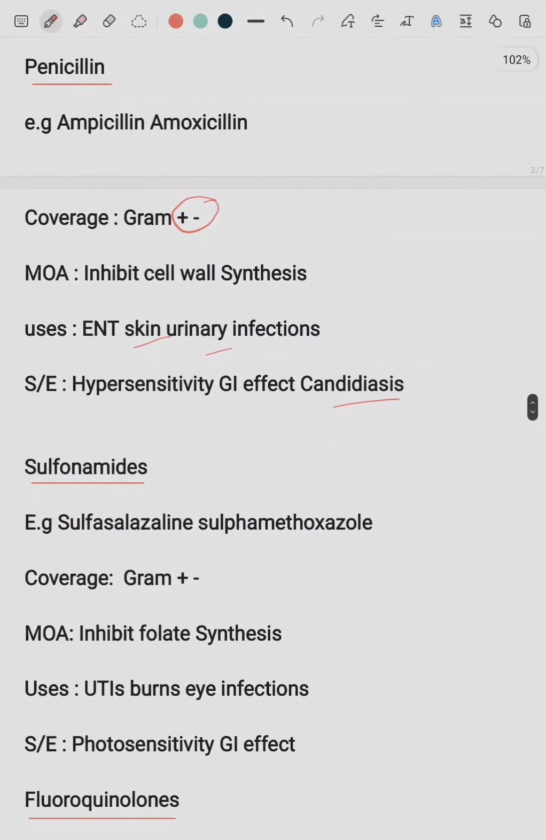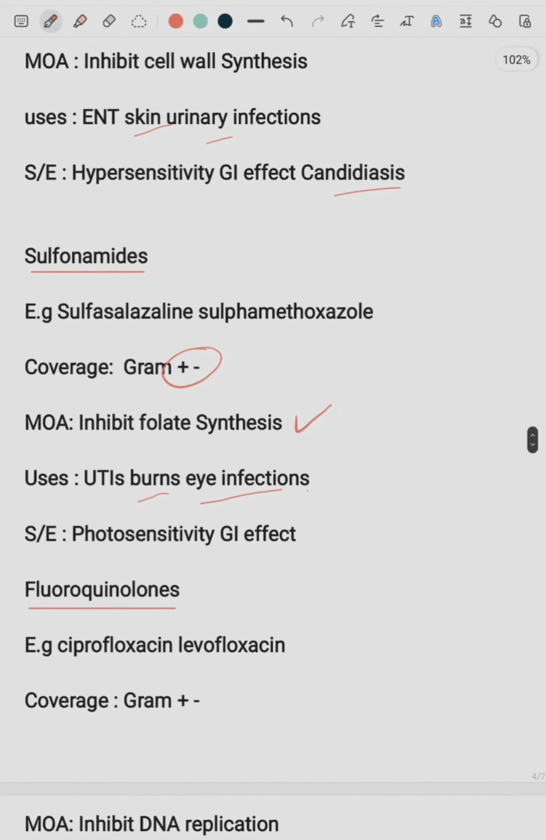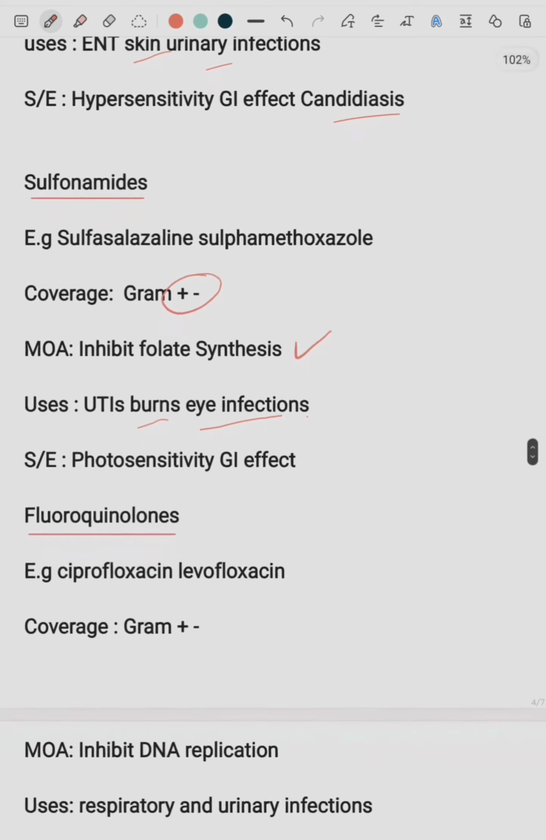Next is sulfonamides. Examples are sulfasalazine and sulfamethoxazole, and coverage is gram positive and negative. Mechanism of action is to inhibit folate synthesis. Uses are UTIs, burns, and eye infections. Side effects are photosensitivity and gastrointestinal effects.